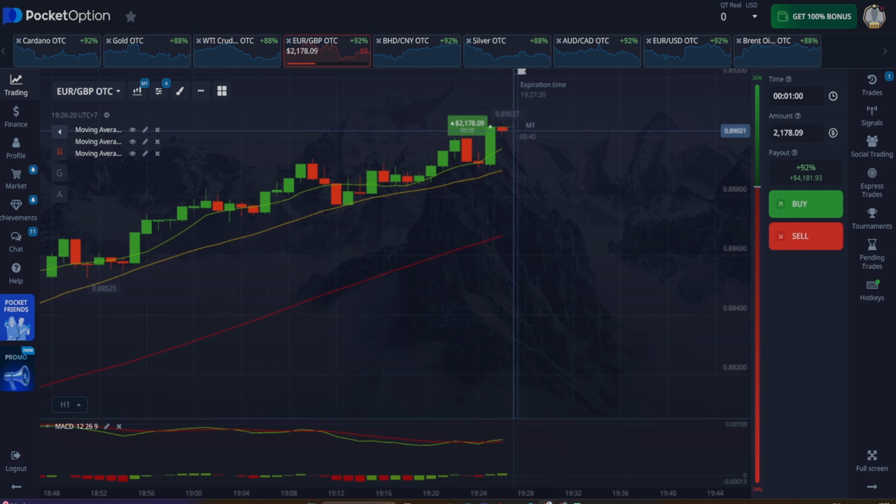The longer the green histogram bars grow, the stronger the buying pressure pushing the price upward. With this combination, my buy entry here is valid and carries a high profit potential. Let's see how the price reacts.